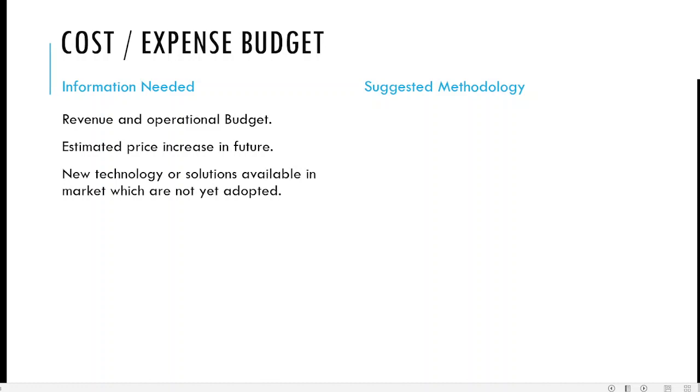So there are two criteria to apply it. One is, do we have enough capital to spend? The second is, is there any positive return on investment that we think we are going to get? If we have money to invest, then we can invest it, but we need to get an ROI better than what we would get if we are not investing in it, right? So that the shareholder value is increased. So we have to look at the new technologies and new solutions available in the market which are not yet adopted, but we also need to evaluate their return on investment.